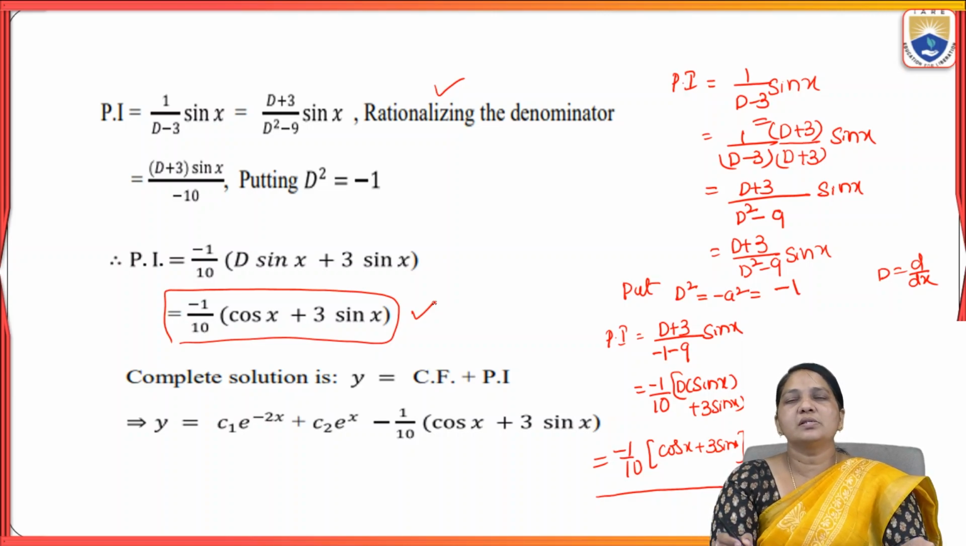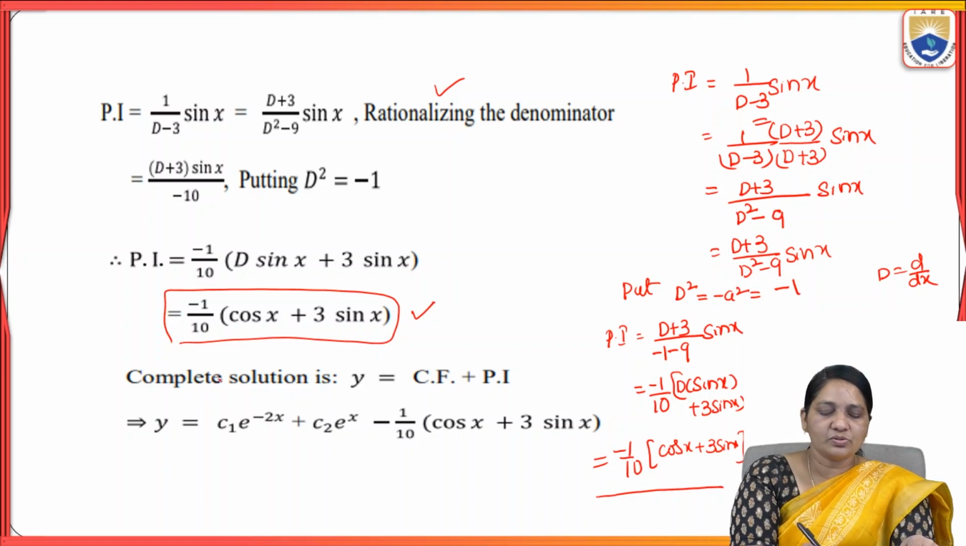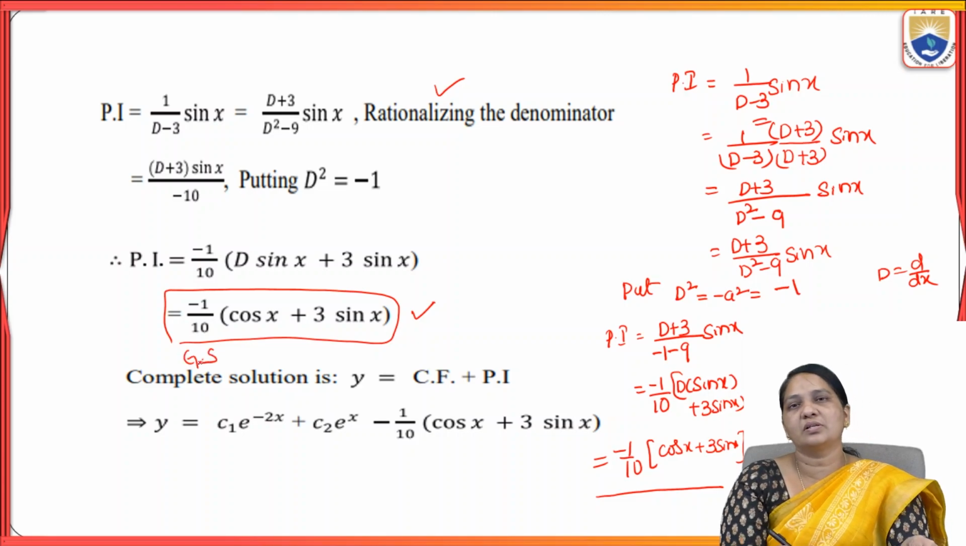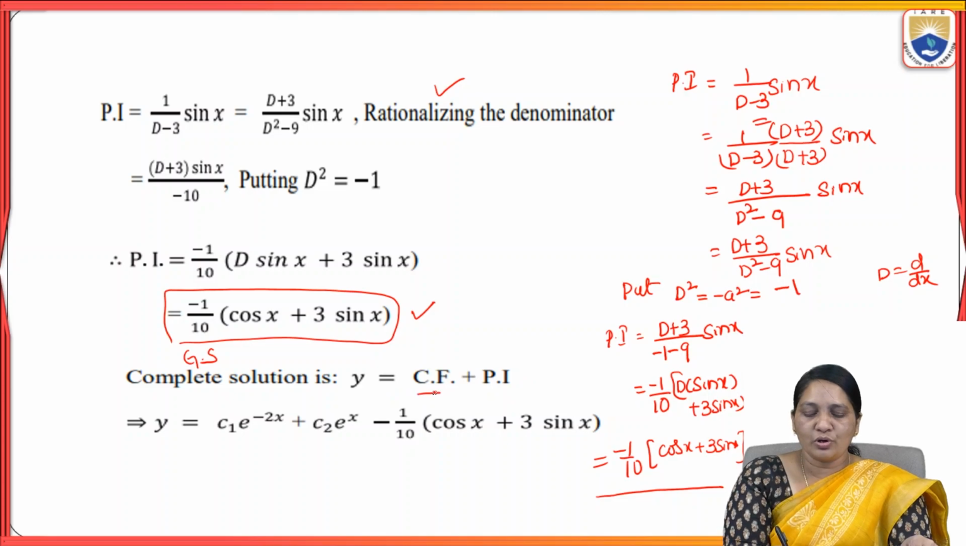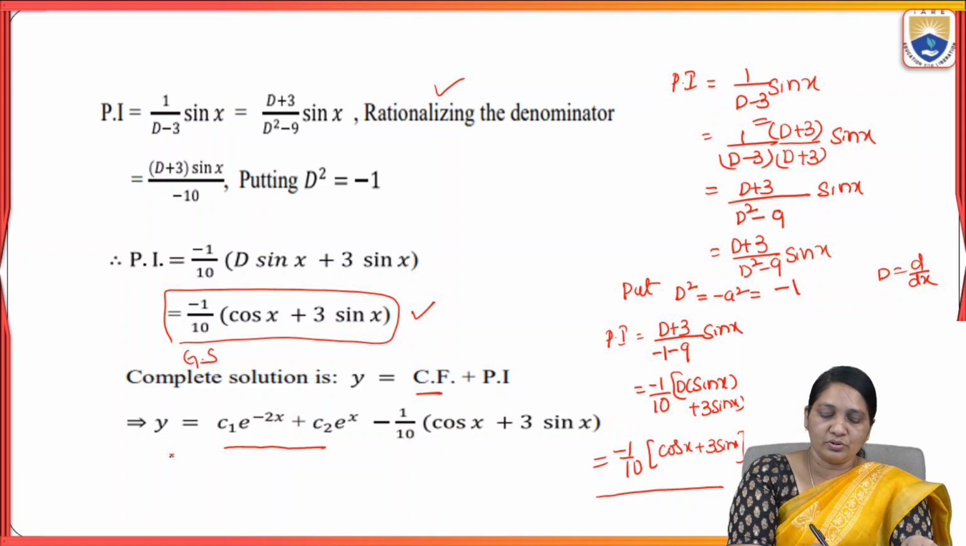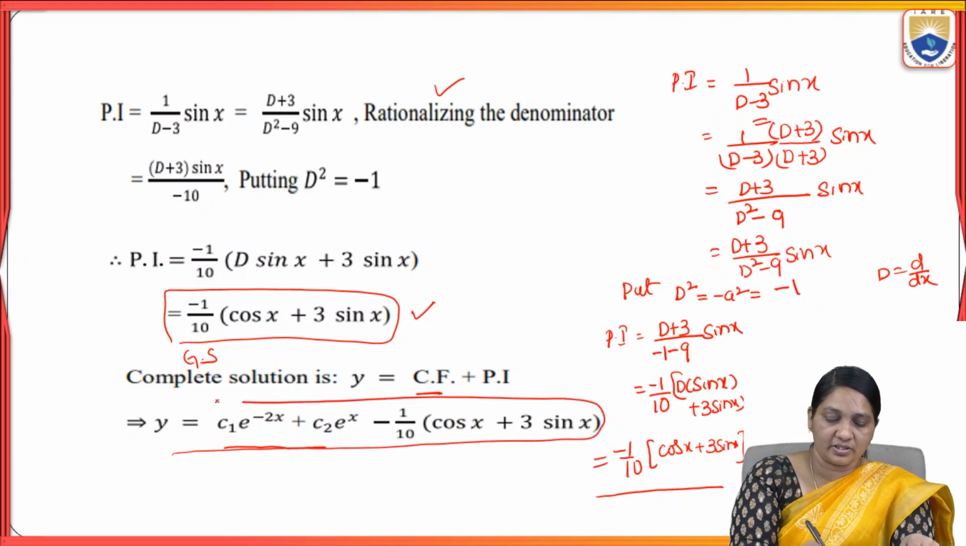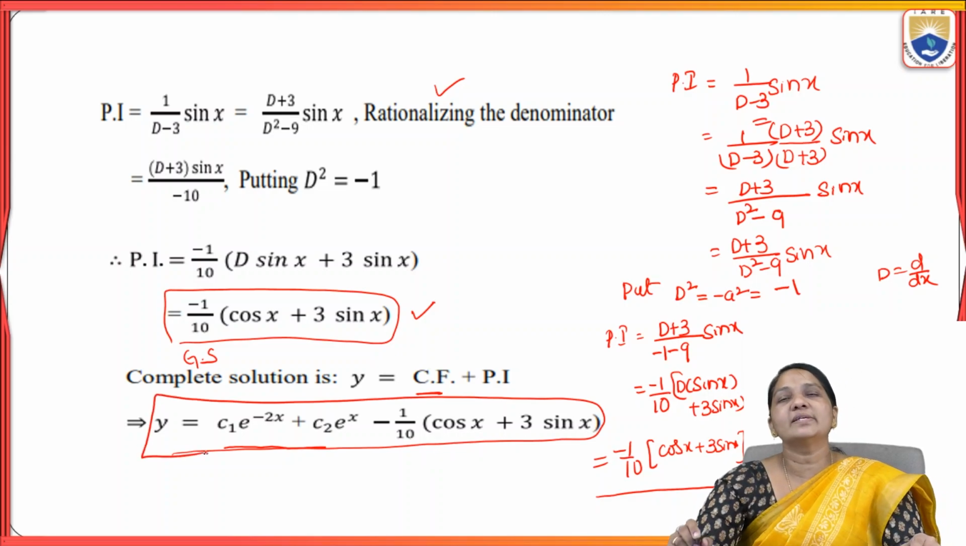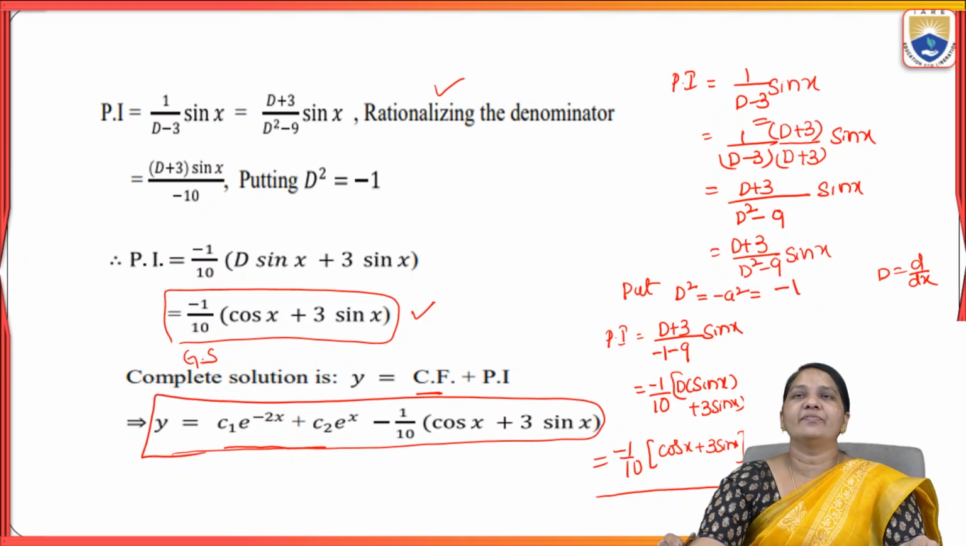So already the CF is calculated. So what is the complete solution or general solution? General solution is y equal to CF plus PI. The complementary function already calculated is C1 e power minus 2x plus C2 e power x, and the particular integral here is minus 1 by 10 (cos x plus 3 sin x). So this is our final solution, otherwise complete solution, otherwise general solution of the given equation.